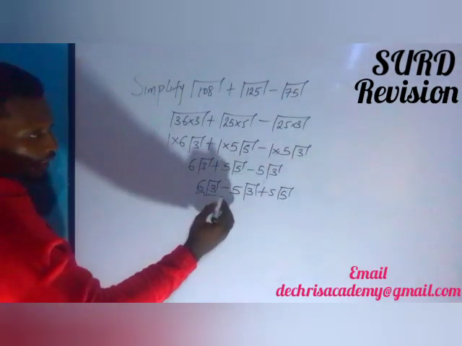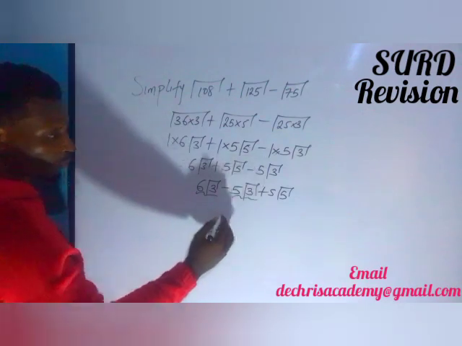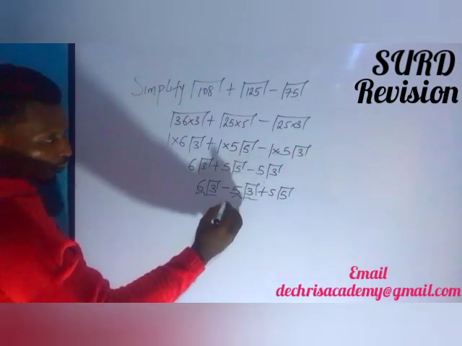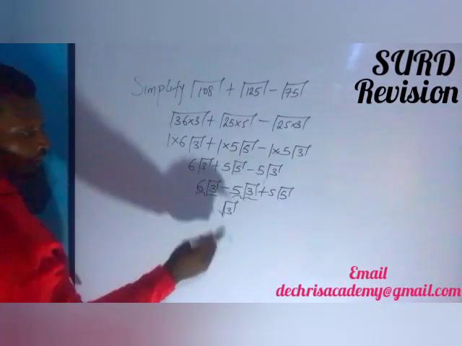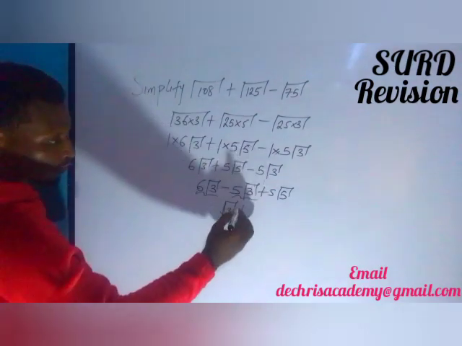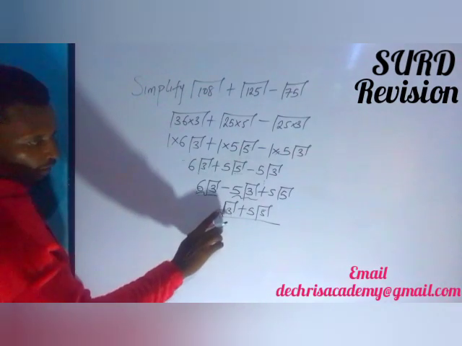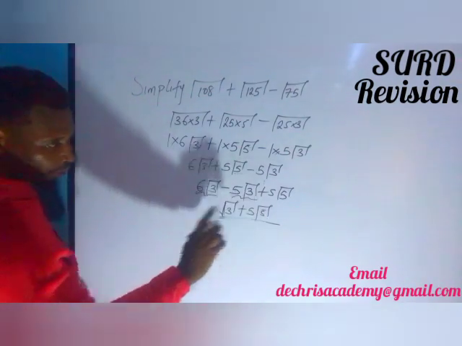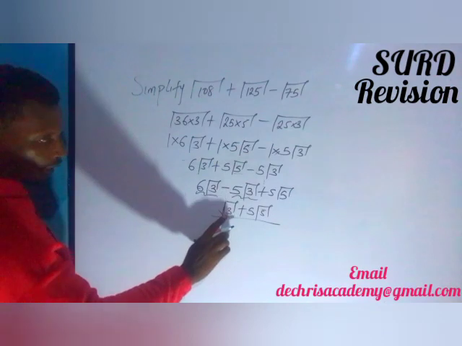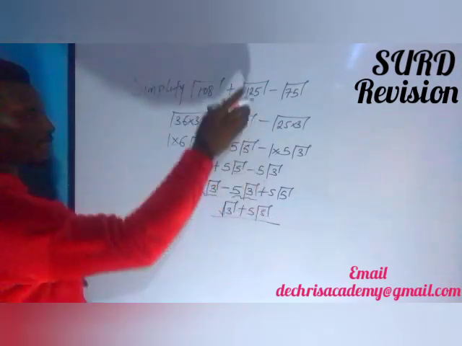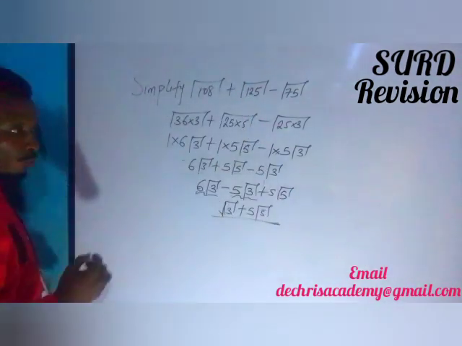So 6 surd 3 minus 5 surd 3 will give us 1 surd 3, and surd 3 is still the same, followed by plus 5 surd 5. So I cannot add 1 surd 3 and 5 surd 5 because their surds are not the same. So surd 3 plus 5 surd 5 is the answer of this question. Let's see the fourth question.